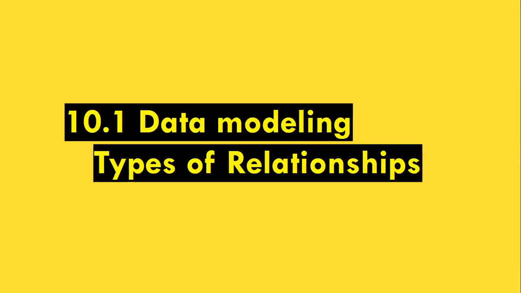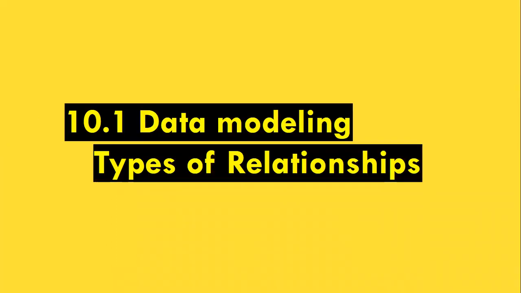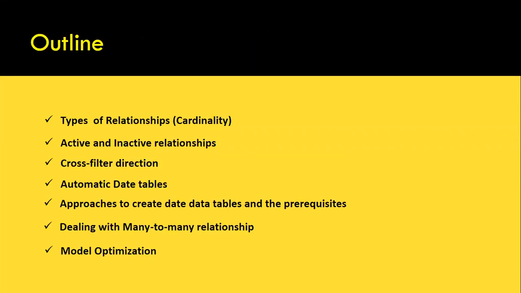So next we will explore the types of relationships. What are the types of relationships that are available, not only in data warehouse, but as part of data modeling? The relationship is also called cardinality. Either you can call it a relationship or you can call it a cardinality.